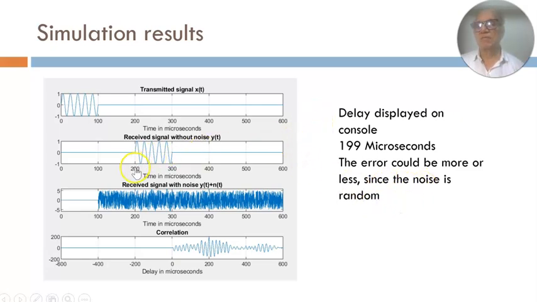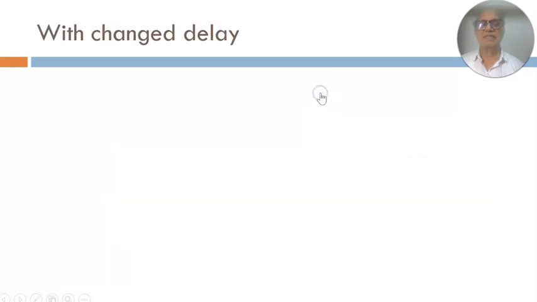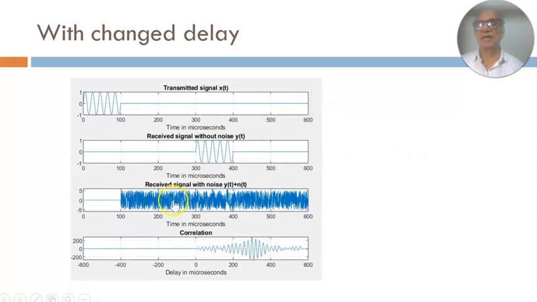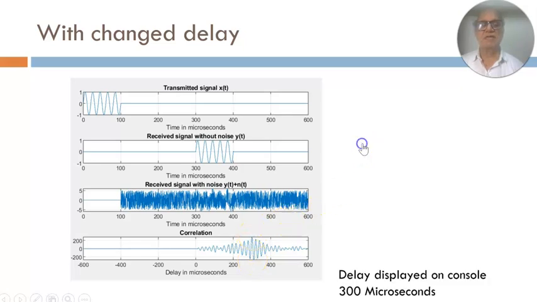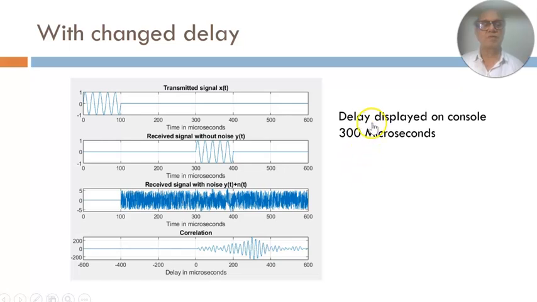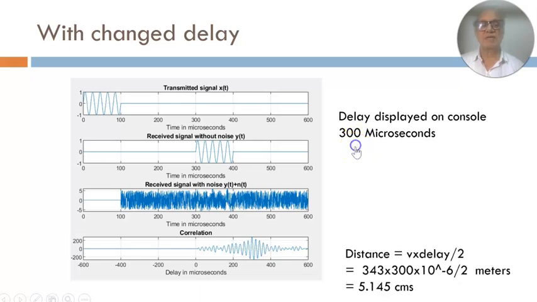Now this is tested for one value of delay. So in our program, we can change this delay and again test it. So we change the delay to now 300 microseconds. And now you can see that the peak is occurring at a delay of 300 microseconds, which will give us the delay value. So the delay displayed on console in this particular case happens to be equal to 300 microseconds as well.